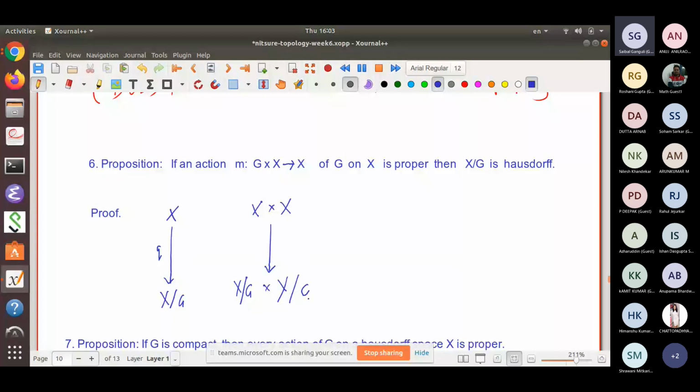I send x comma y under this map to what? The equivalence classes of x and y, which means simply Qx and Qy. This is the map Q cross Q. So if I have the map Q, I have the map Q cross Q. Now I'm going to ask you a simple question. Inside this, take the diagonal of X mod G. What is its inverse image here? Okay. The inverse image here is the equivalence relation R.